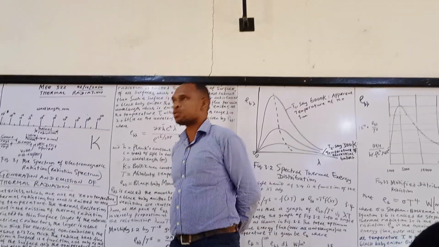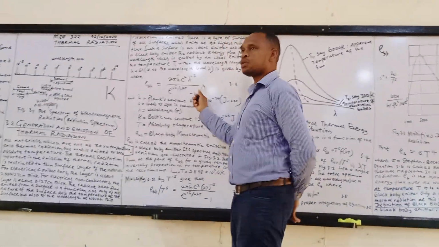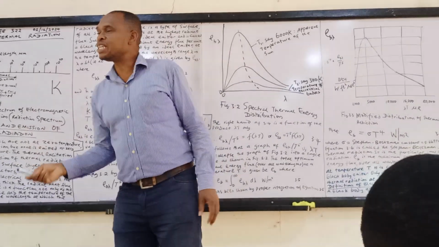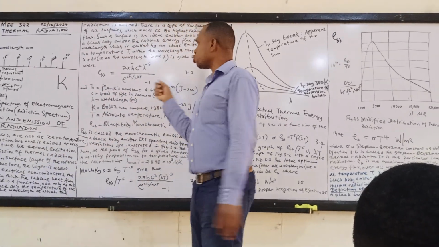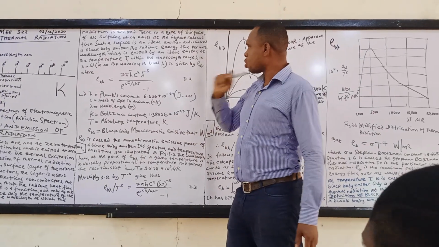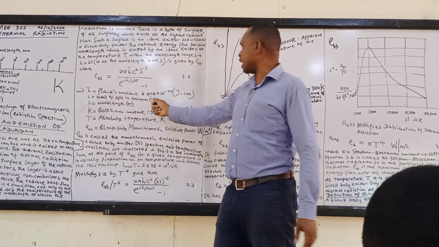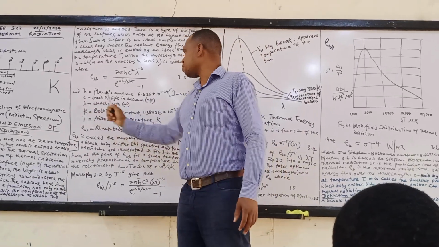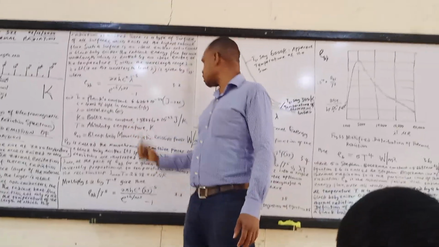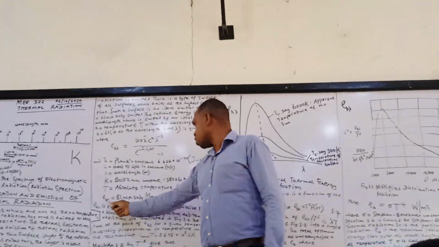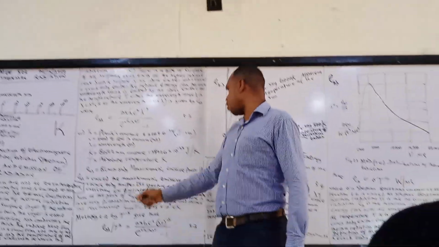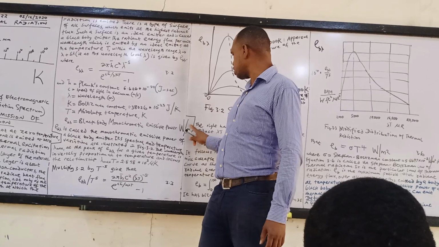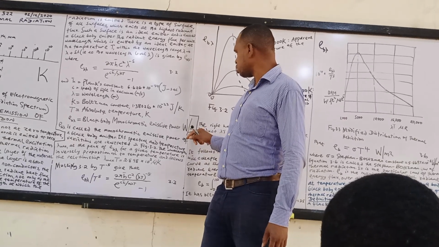Planck's law. And this is the E_b lambda from quantum physics. It was found that E_b lambda is given by Equation 3.2, where h is the Planck's constant, c is the speed of light in vacuum, lambda is the wavelength, k is the Boltzmann constant, T is the absolute temperature. E_b lambda is equal to the blackbody monochromatic emissive power.